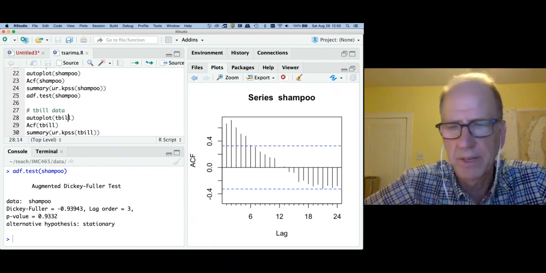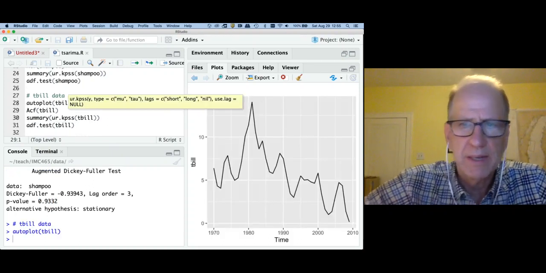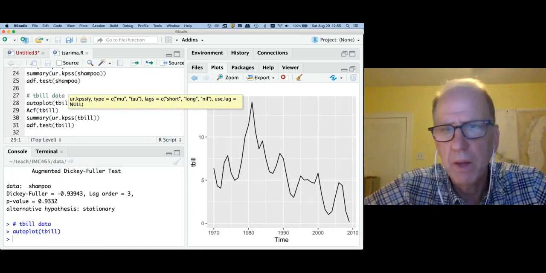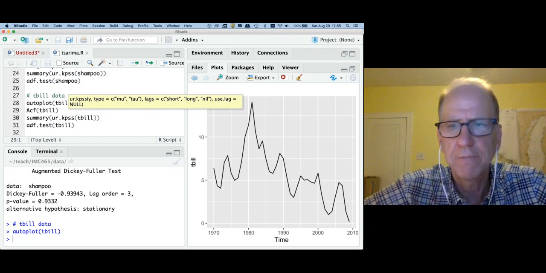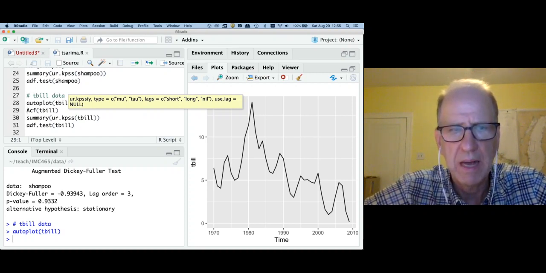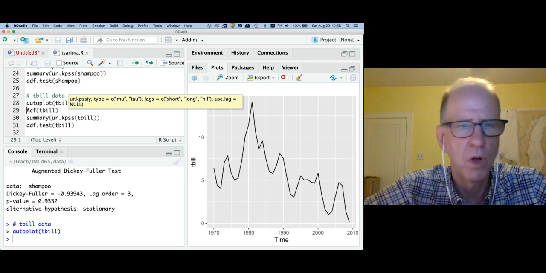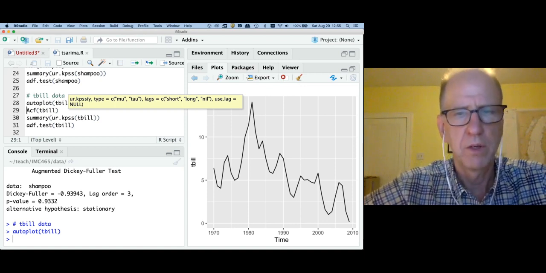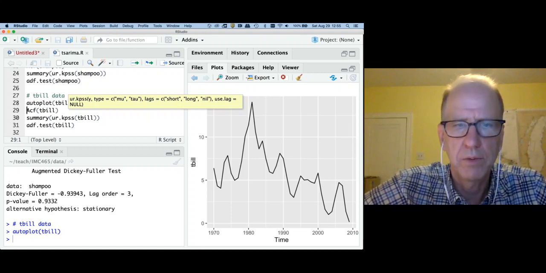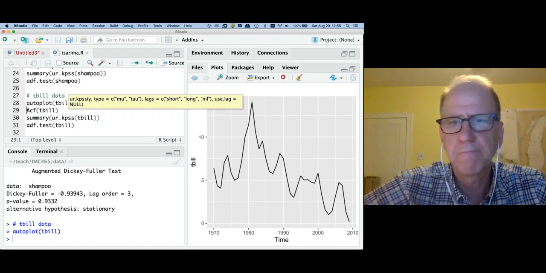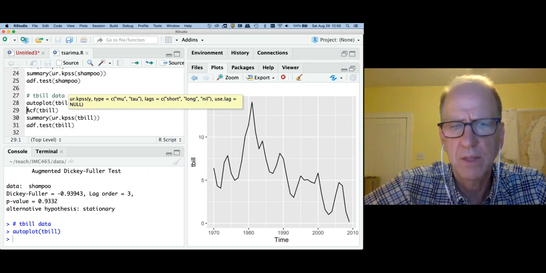Let's go look at the T-bill data. T-bill data, I would suspect this to be stationary because I would expect in the long term Treasury bill rates to hover around some fixed mean. So I think that makes this data set kind of interesting.